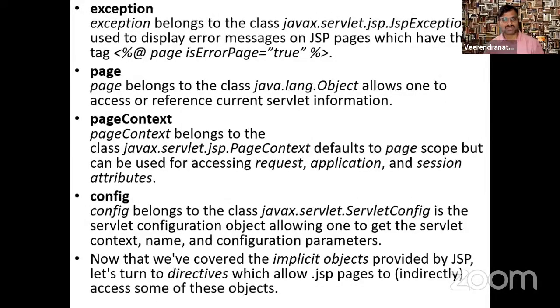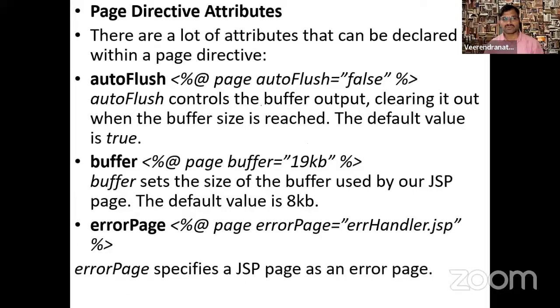Okay. So pageContext. pageContext is nothing but what gives you the scope for accessing the request, application, and of course the session attributes. And then you take up the config. So what does config do? Config is going to help you out with the configuration information of the pages.